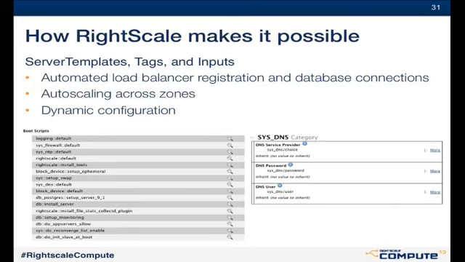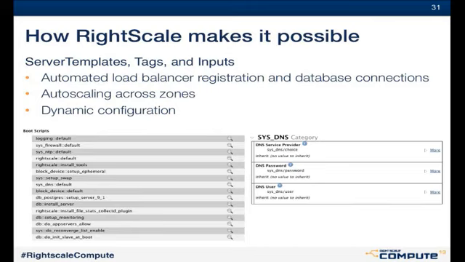Templates, tags, and inputs. This is just a few examples here, but we talked a little bit about automated load balancer registration and the database connections, using either dynamic DNS or the tagging system. Auto-scaling across zones, we've got that built into the platform. You can choose to use it or not use it. We always recommend that you do use it and spread those servers across the multiple availability zones.